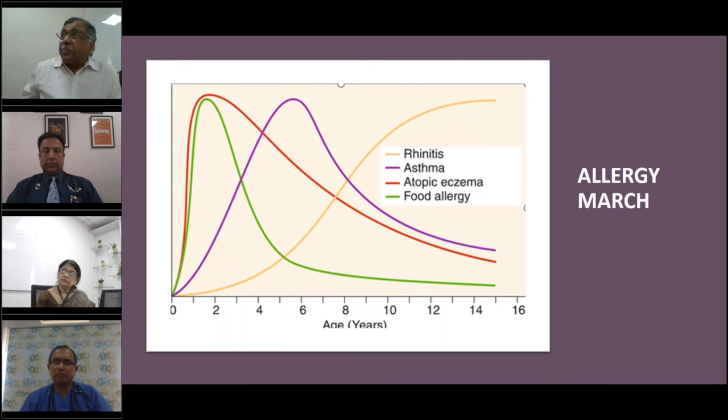Then the allergy process in the body differs by age of onset. Food allergy and atopic eczema come very early in life, and they start fading by almost 2 years of life. Whereas rhinitis has a much later onset, around 4 years, and it goes on for a long time. Most asthmatic children peak around 4 to 6 years and then start fading in childhood.